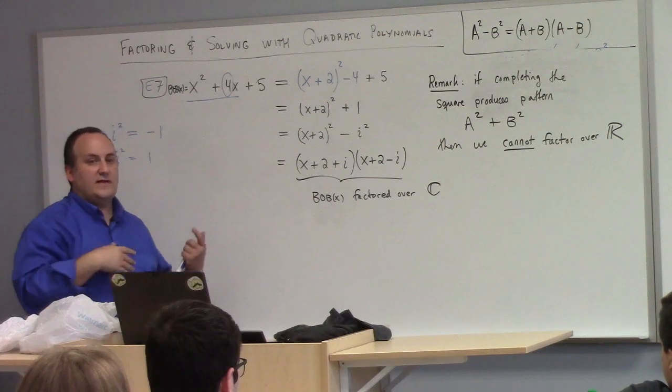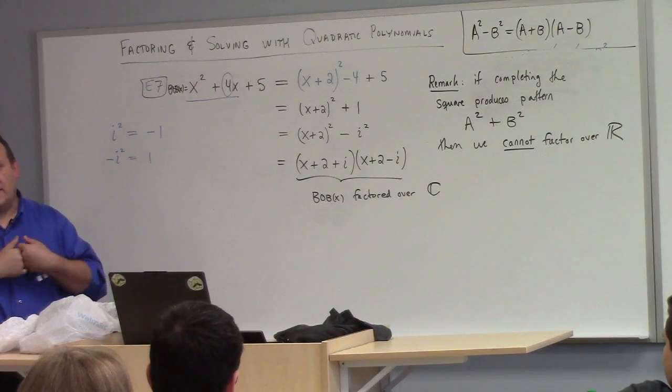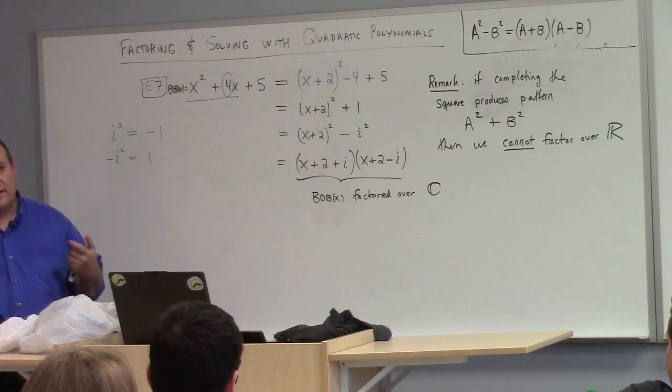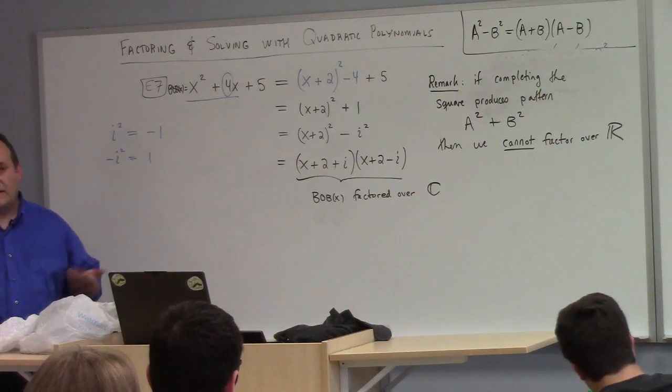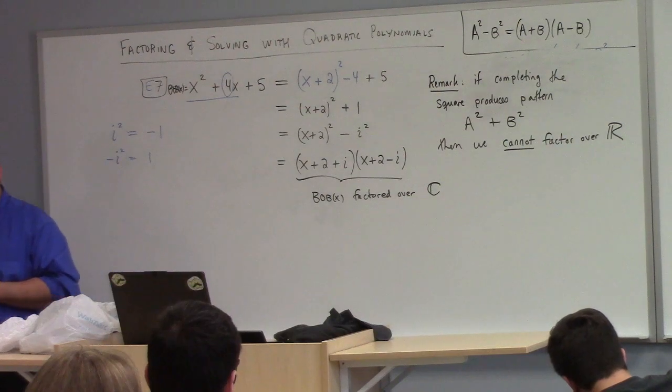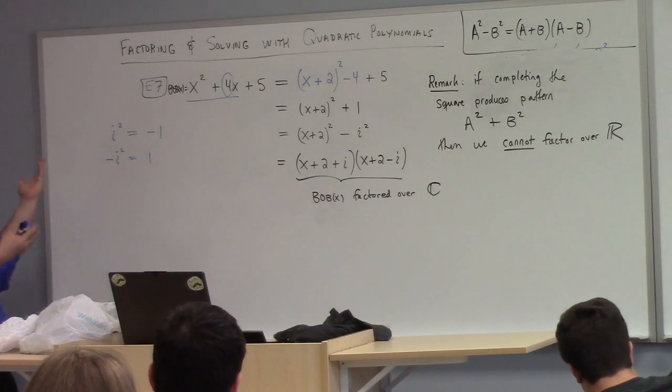However, another class of problems I might ask is: factor this quadratic over the complex number system. In that case, you always know that there's something to do, because it can always be factored over the complex number system. And how do you factor a quadratic over the complex number system? Without fail, complete the square.